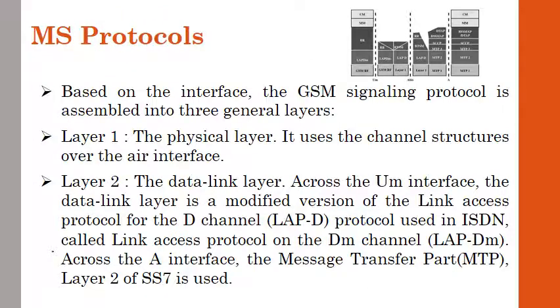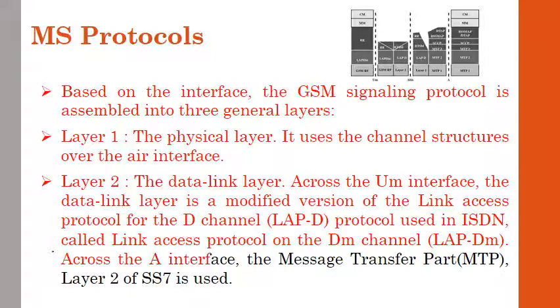The first protocol is the MS protocol. It has 3 layers. Based on the interface, the GSM signaling protocol is assembled into 3 layers. Layer 1 is the physical layer. It uses the channel structures over the air interface. Layer 2 is the data link layer. The data link layer is a modified version of the link access protocol for the D channel, the protocol used in ISDN. So it is called link access protocol on Dm channel, that is LAPDm.